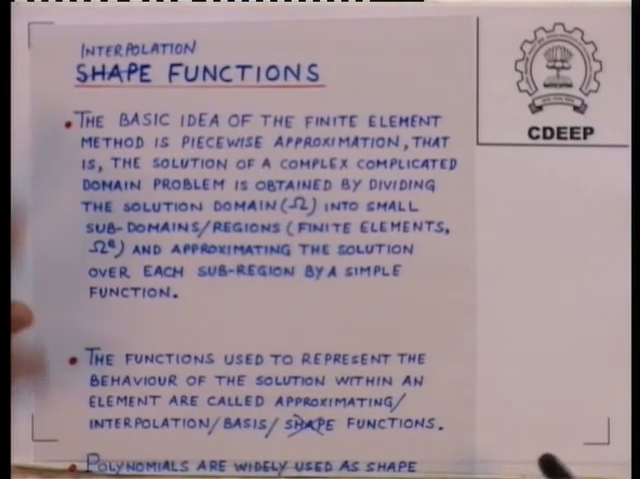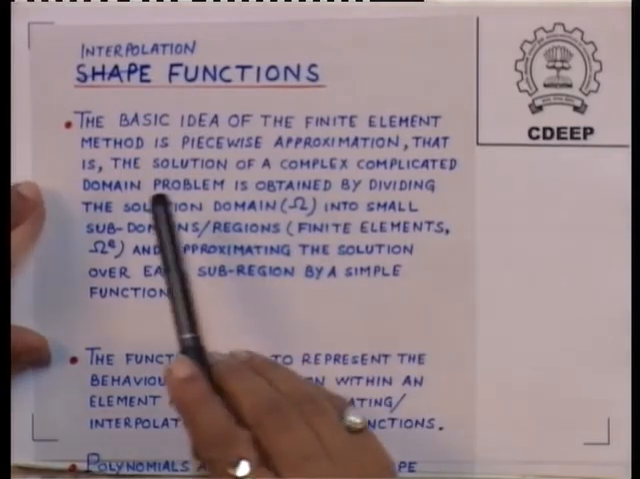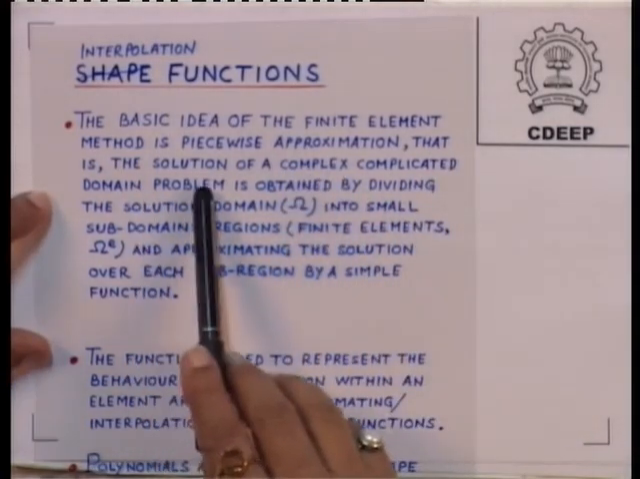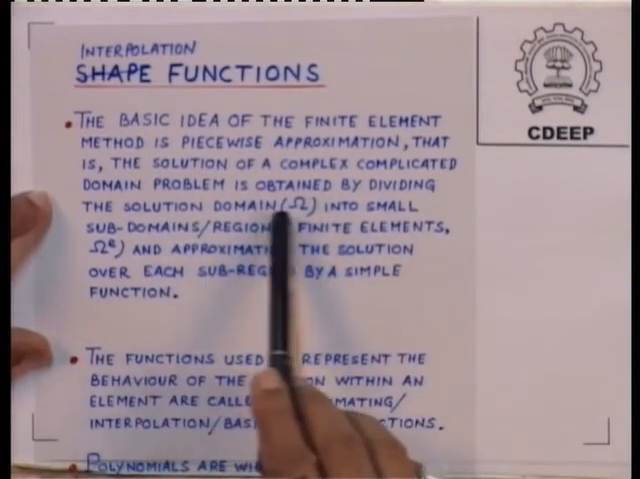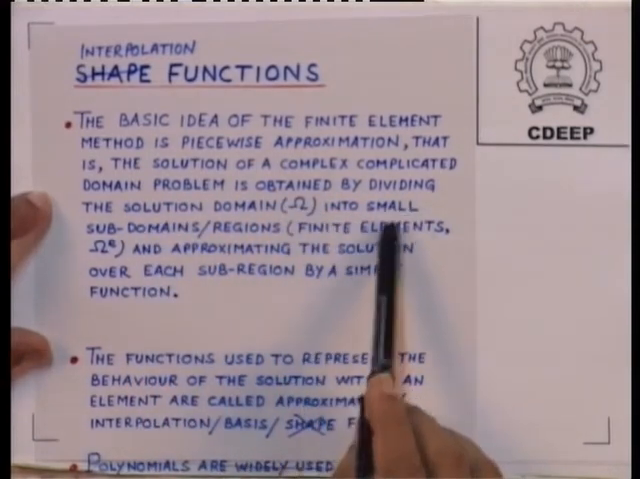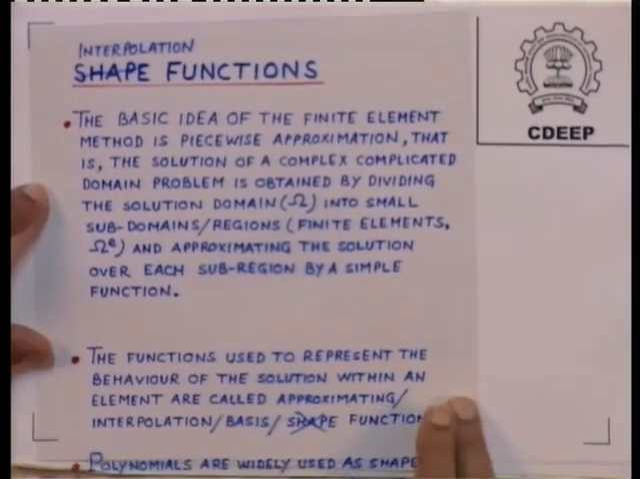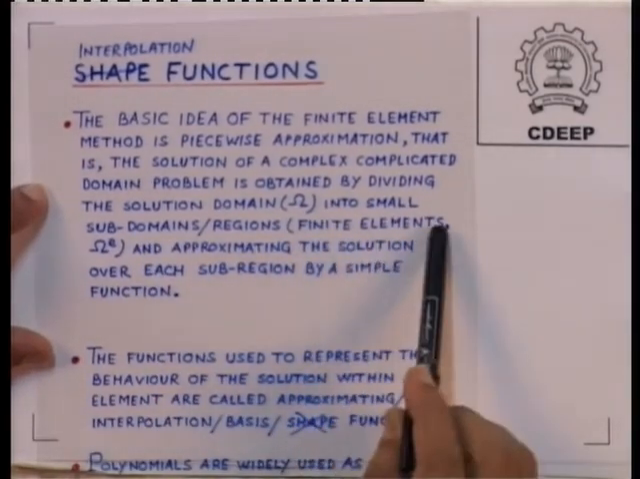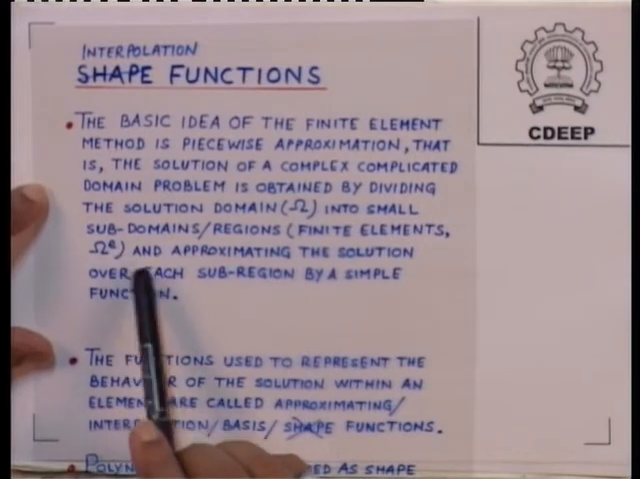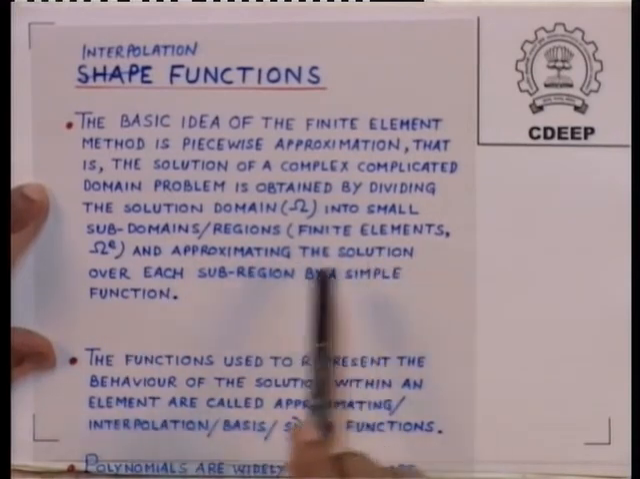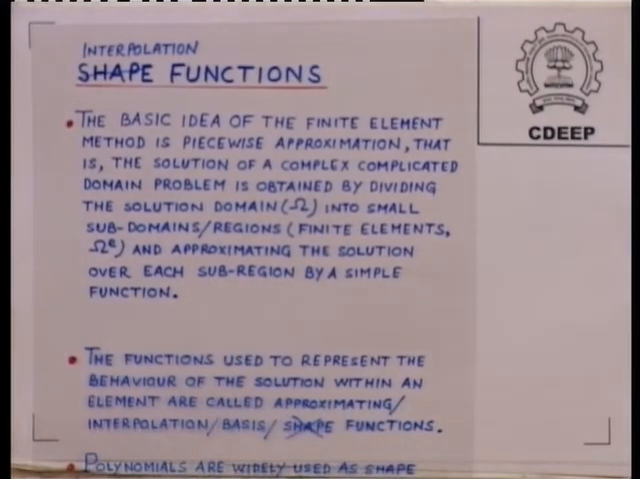The basic idea of finite element method is piecewise. Is it visible here? Is piecewise approximation. Piecewise, total domain is discretized into smaller parts. So piecewise approximation, that is the solution of a complicated domain is obtained by dividing the solution domain omega into small subdomains or regions, and these regions are called finite element or omega e. Clear? And approximating the solution over each sub region by a simple function.